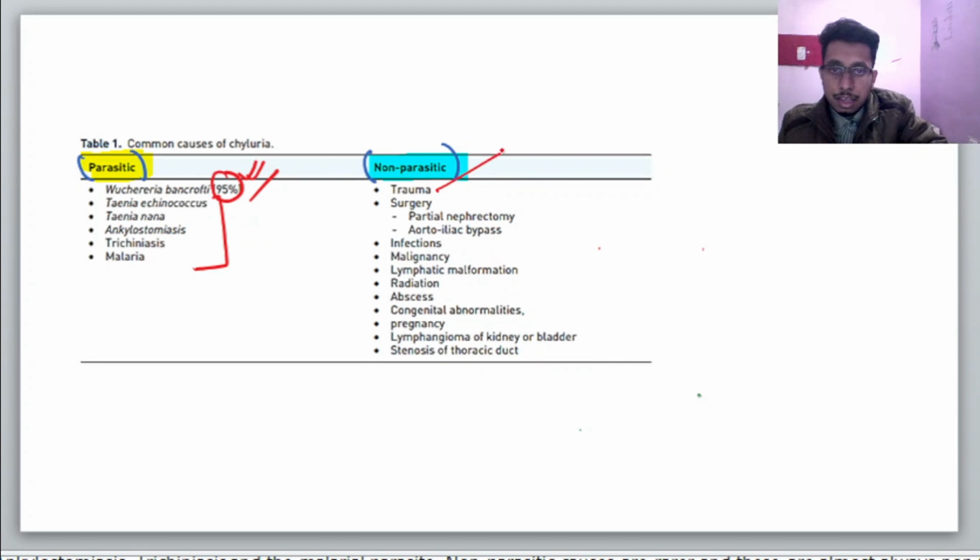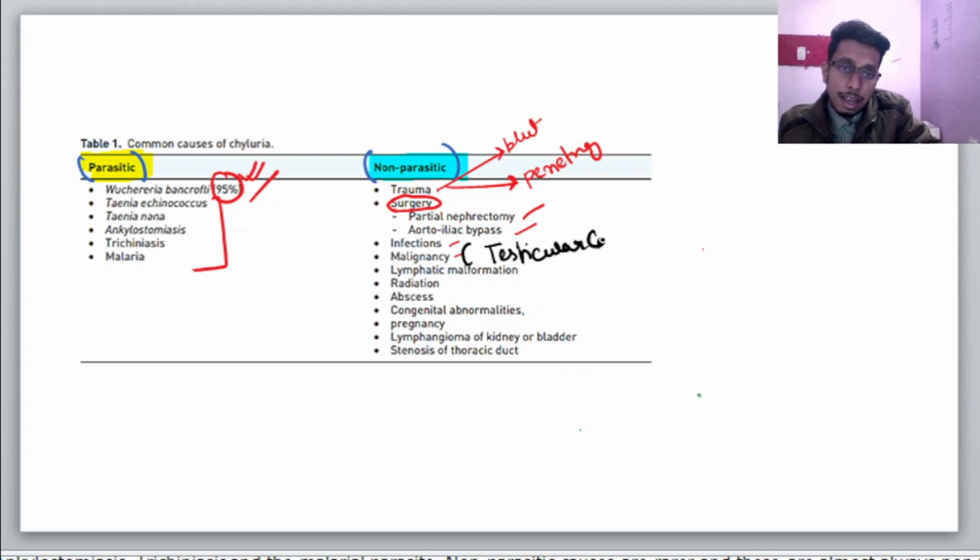Now, etiological factors for non-parasitic causes can be classified, first, into trauma. This trauma can be either blunt or penetrating trauma, which can lead to Chyluria, as well as surgical complications of partial nephrectomy or aortoiliac bypass. It can be due to infection or malignancy. Among malignancy, it is to be kept in mind that testicular carcinoma and AML are the majority.